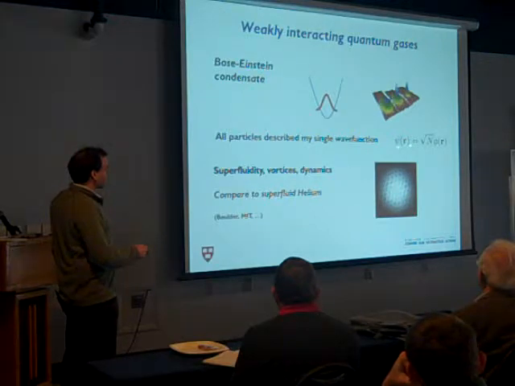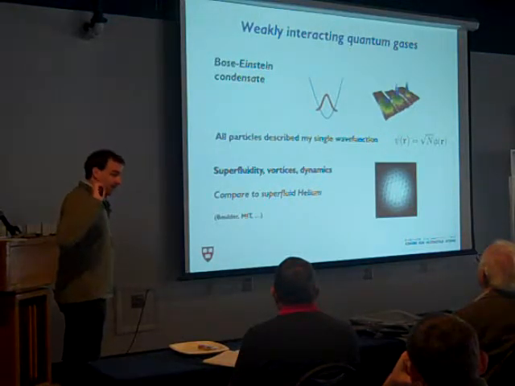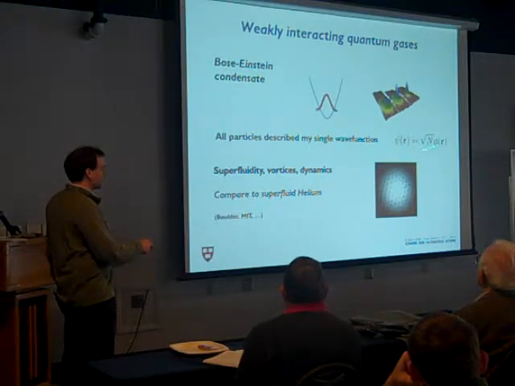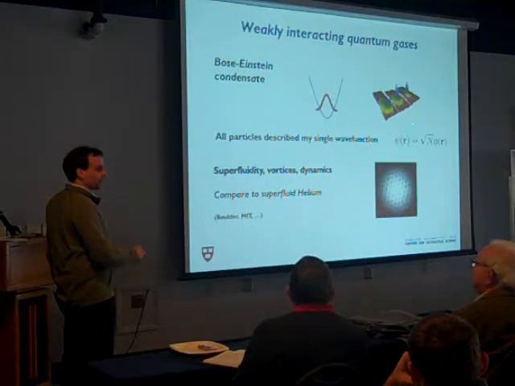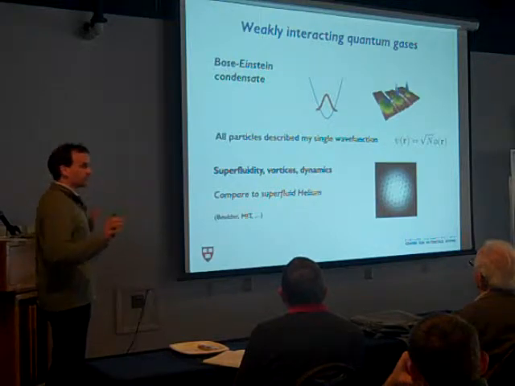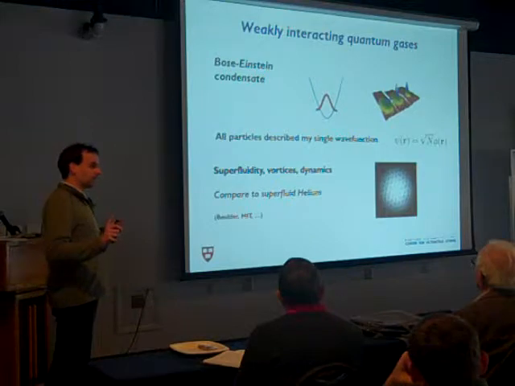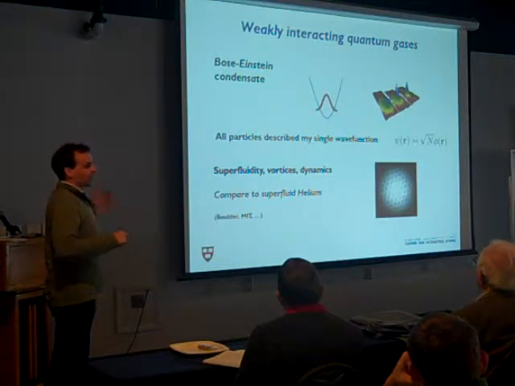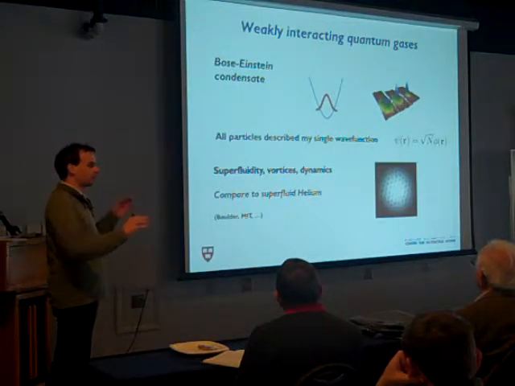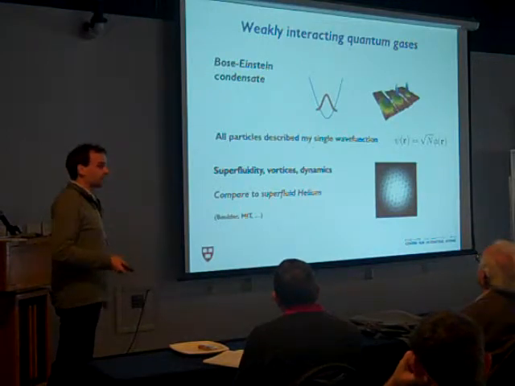And all the atoms are described by one collective macroscopic matter wave. It's just like a single particle wave function, except you scale it by the atom number squared. But pretty much, if you know single particle quantum mechanics, you can understand a lot of these things. And the interactions, and the many-body physics, enters as a mean field, as an effective changing of your potential landscape due to the presence of the other atoms.